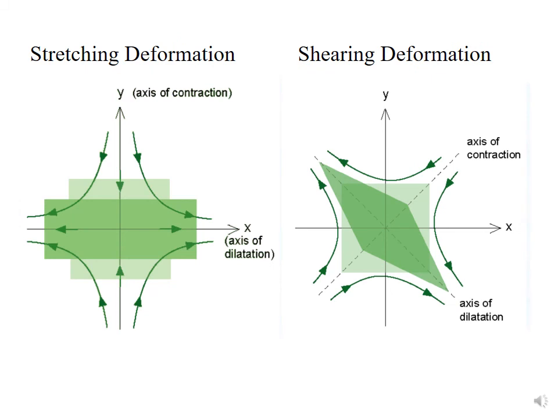So on the left, we have an example of stretching deformation. And so the green arrows essentially are showing the airflow. The light green box was the shape of the original air parcel. And then over time, the directional flow is such that it will tend to elongate and stretch the original air parcel in the horizontal along the x-axis in this case, and shrink it along the y-axis.